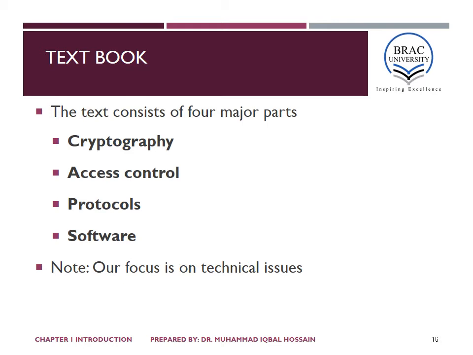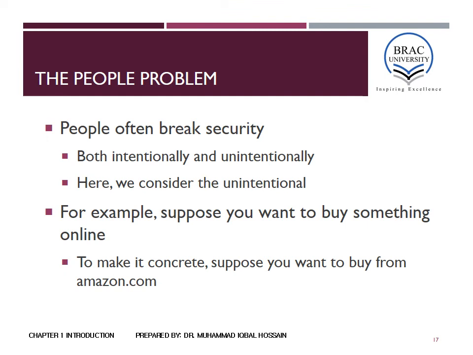So if I just summarize all the things, we actually discuss cryptography, access control, protocol, and software. So this textbook consists of these four major parts, but our main focus is on the technical issues. And remember one thing, there is a people problem. People often break security, both intentionally and unintentionally.